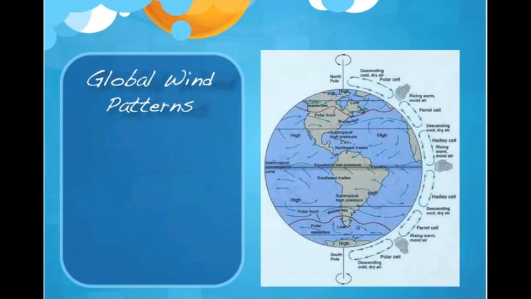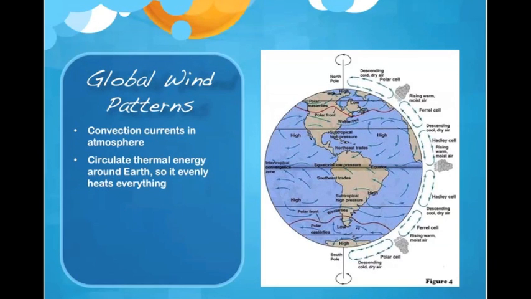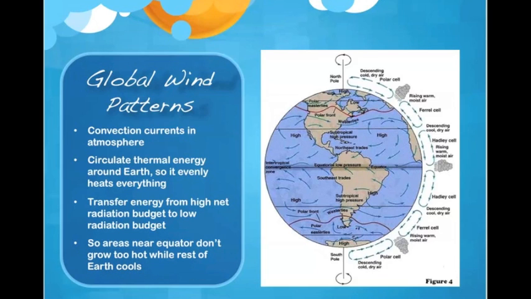Global wind patterns. Convection currents in the atmosphere circulate thermal energy around Earth to evenly heat the world. It transfers energy from high net radiation budget to low radiation budget. This ensures that areas near the equator don't grow too hot while the rest of Earth cools.